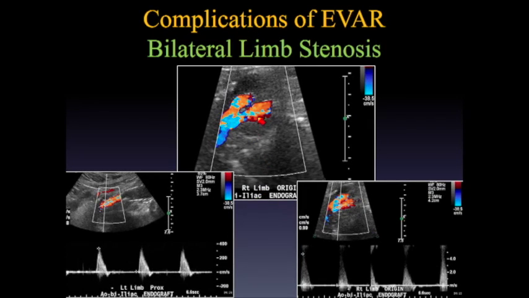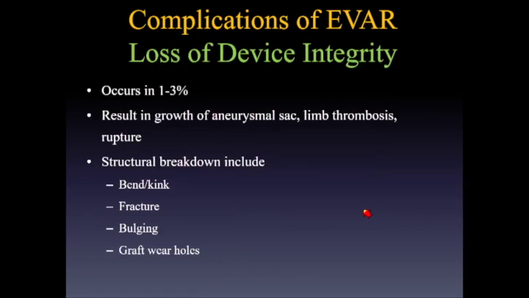Stenosis is another complication that may happen, and it may happen to either one limb or both limbs, like in this case. Elevated peak systolic velocity as well as aliasing will be found on color and spectral Doppler ultrasound. Noticing these things is also very important for patient management.